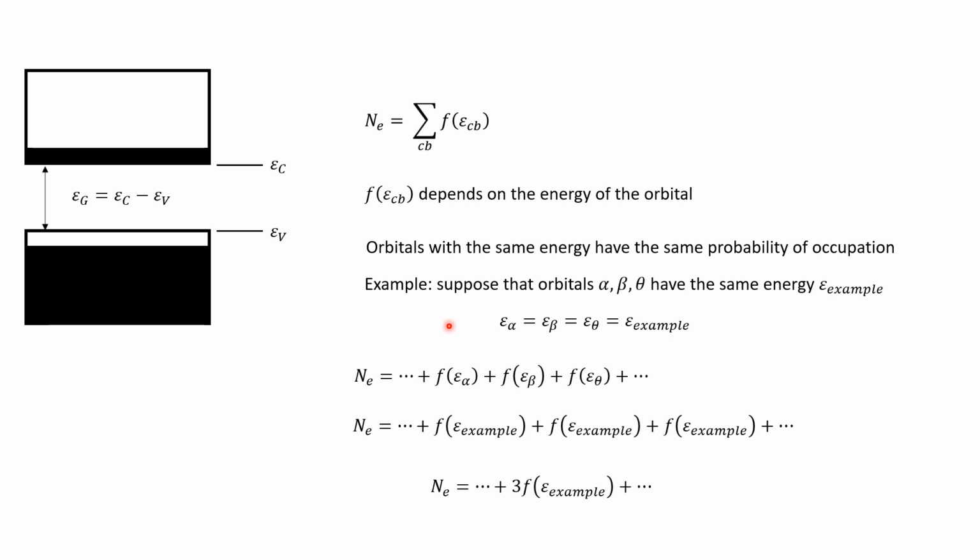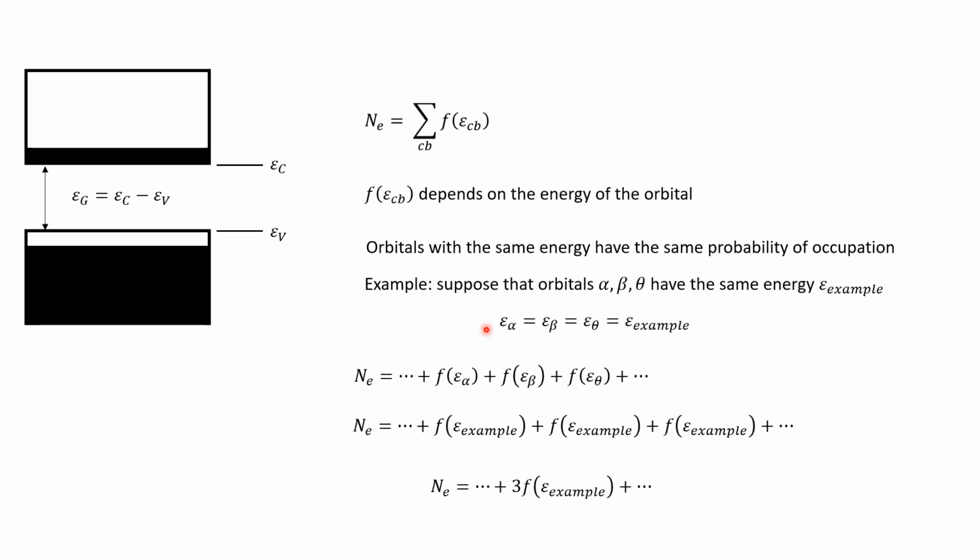So suppose we have the orbitals of the conduction band, and then we select three orbitals that I'm going to name alpha, beta, and theta. And we selected three orbitals with the same energy, which I'm going to call epsilon example. So labeling the energy of the orbital alpha as epsilon alpha and of orbital beta epsilon beta and so on, we have that all energies are equal to this energy of the example.